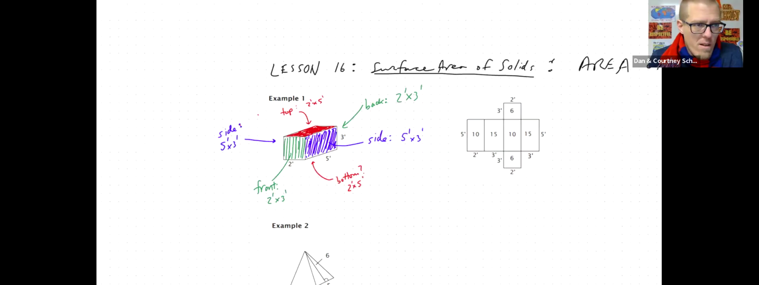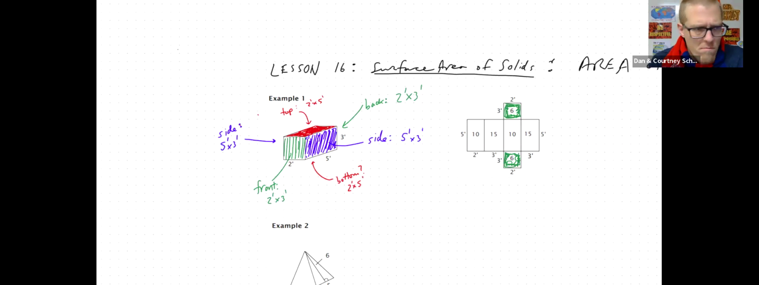Now, let's see if we can color these the appropriate colors. Here's one of my 2x3s. Here's another one. There's the front and the back. Some people can see the unfolding of the three-dimensional box right away. Other people, it takes a bit. That's the front and back.